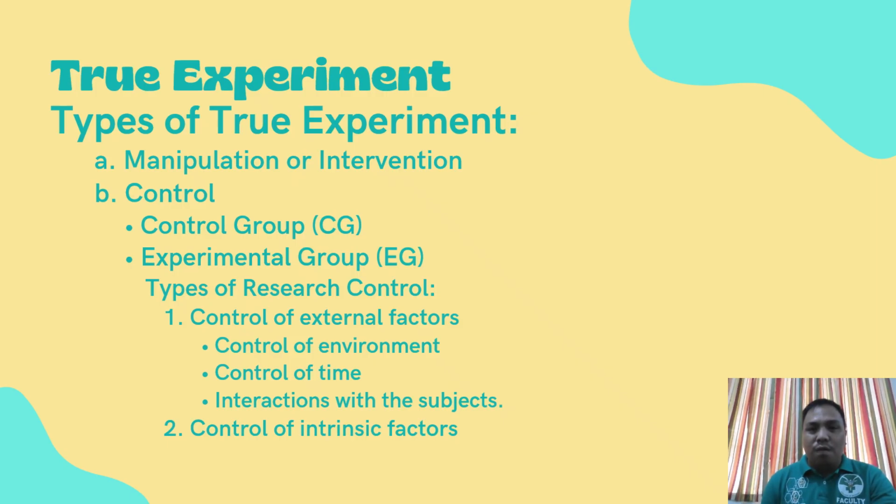And there are types of research control. We have control of external factors, that is to minimize outside influences that could affect the result. And then we have control of environment, that is keeping the setting consistent for all the participants. And control of time, that is conducting the experiment at the same time to avoid timing effects. And interaction with the subject, that is standardizing researcher interactions to prevent bias. And then we have control of intrinsic factors, that is managing participants' personal characteristics like age, gender, or prior knowledge that could influence the outcome.